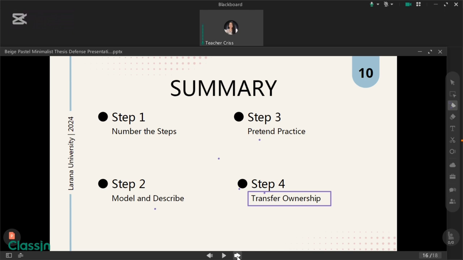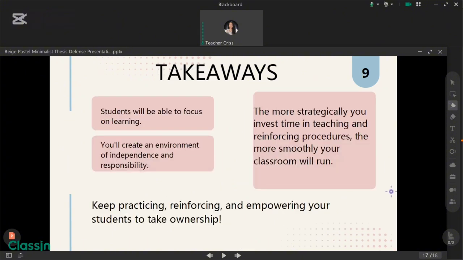They will take ownership. Again, this technique takes time. It's not a method that can work the very first time, so we also need to expect that in the process they might make mistakes, and that's fine because it's part of learning.